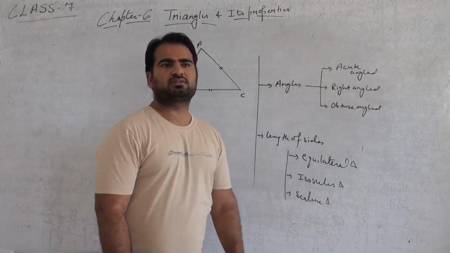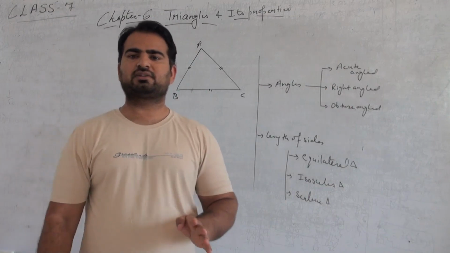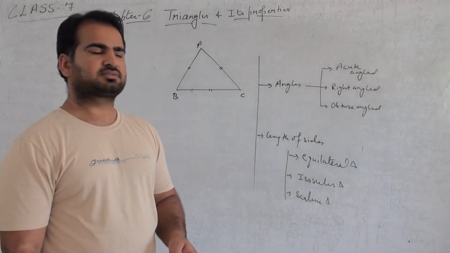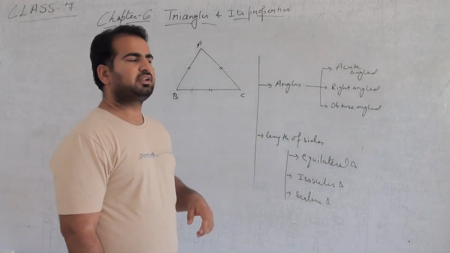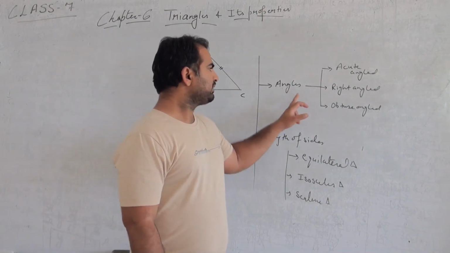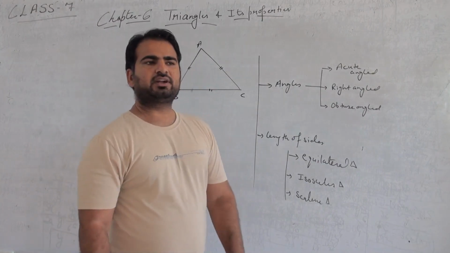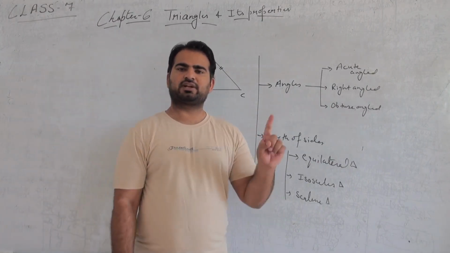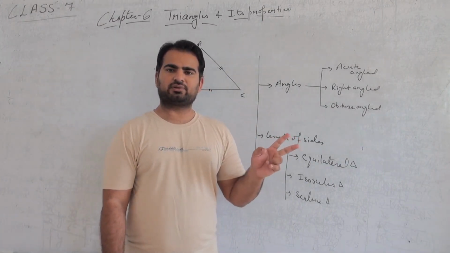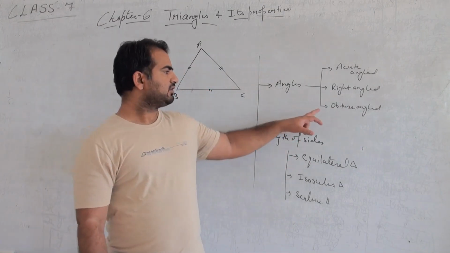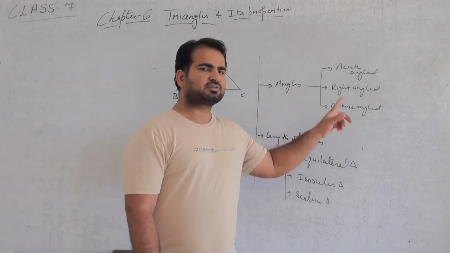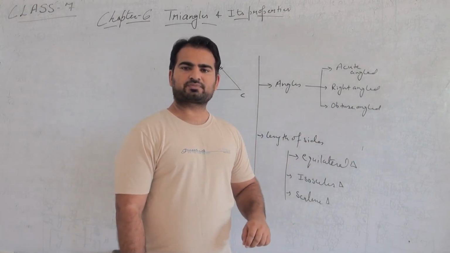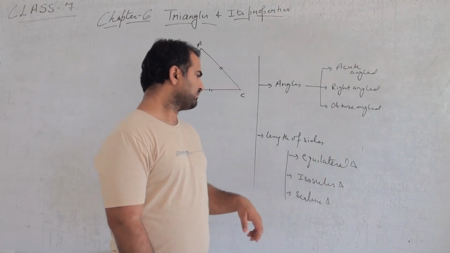Now, the three types according to angles. In an acute angle triangle, all three angles are acute, I mean less than 90. What about a right angle triangle? In a right angle triangle, there is only one right angle and the other two are acute angles. And third is obtuse angle triangle, in which one angle is obtuse and the other two are acute angles.